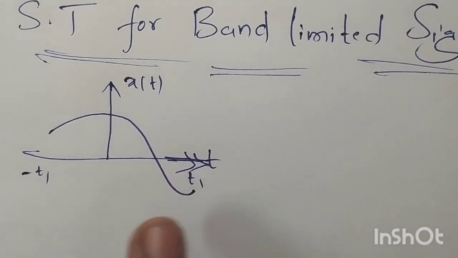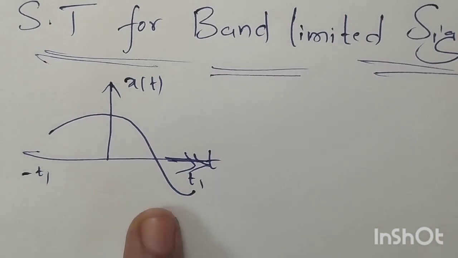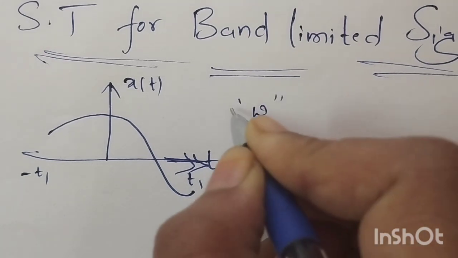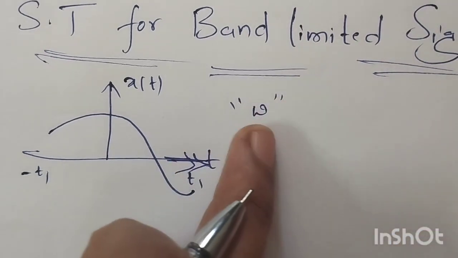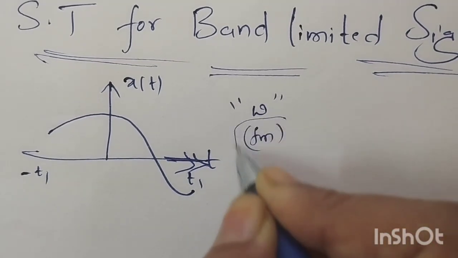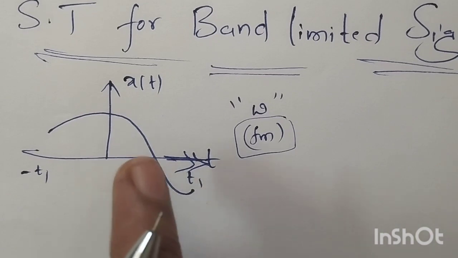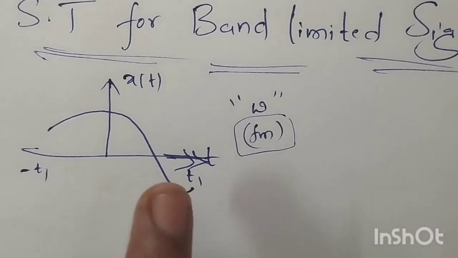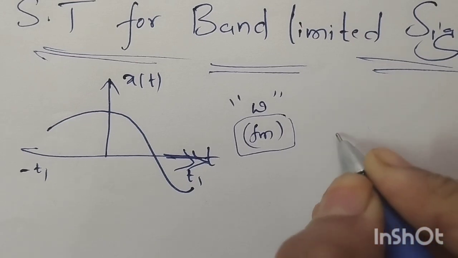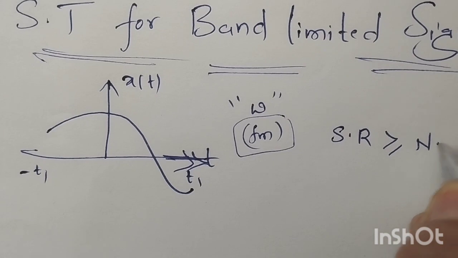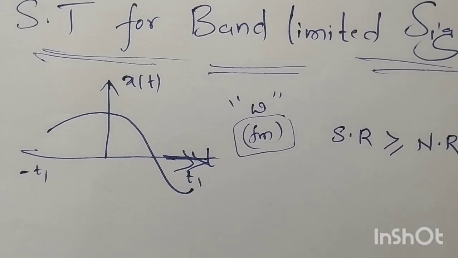And what are the assumptions we are taking? This is a band limited signal having finite energy and band is limited to omega. That means the maximum frequency component of this input signal is omega. Band is limited to omega, or you can take fm also, any variable you can take. It means it has no frequency component greater than omega. Then the signal can be perfectly reconstructed by taking a sampling rate greater than or equal to the Nyquist rate.